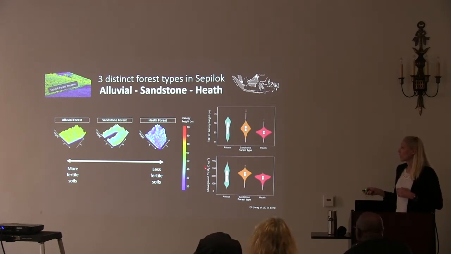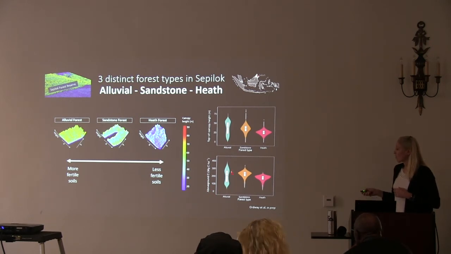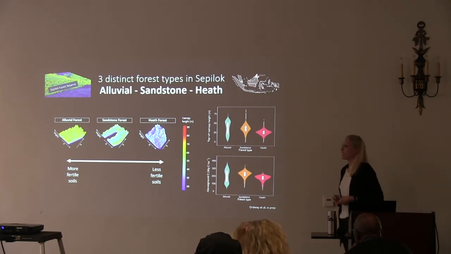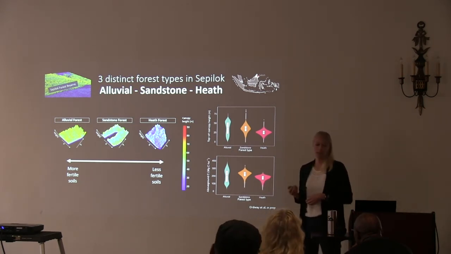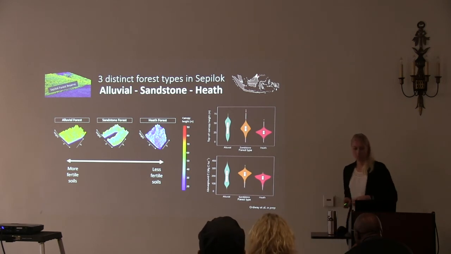These differences are also reflected in aboveground carbon differences. And actually sandstone forests, which sit in the middle, tend to have much slower growing, longer lived, really large trees that end up storing a lot more biomass.